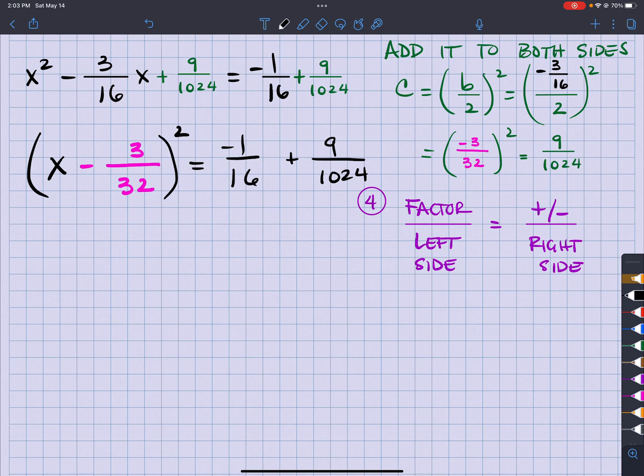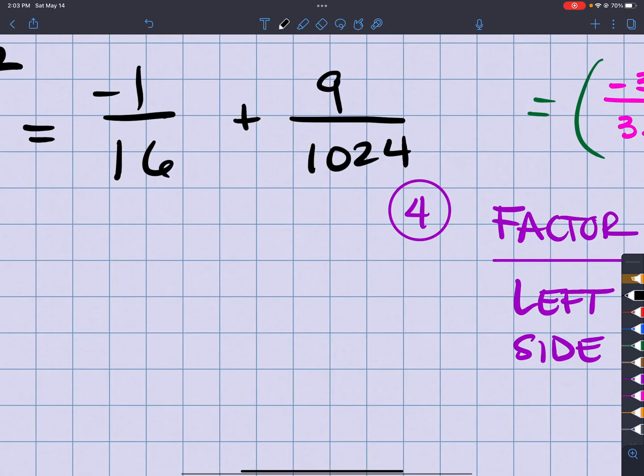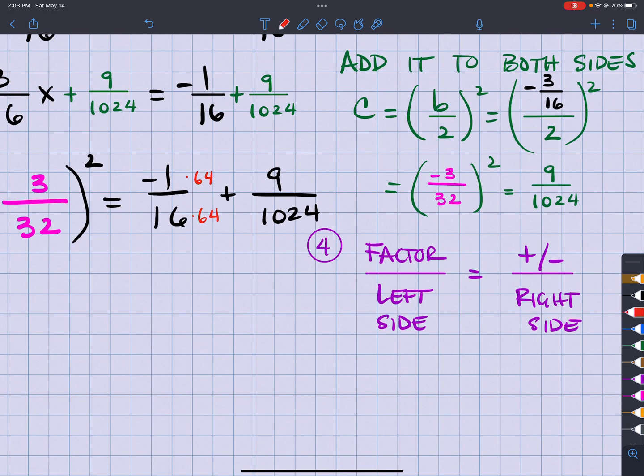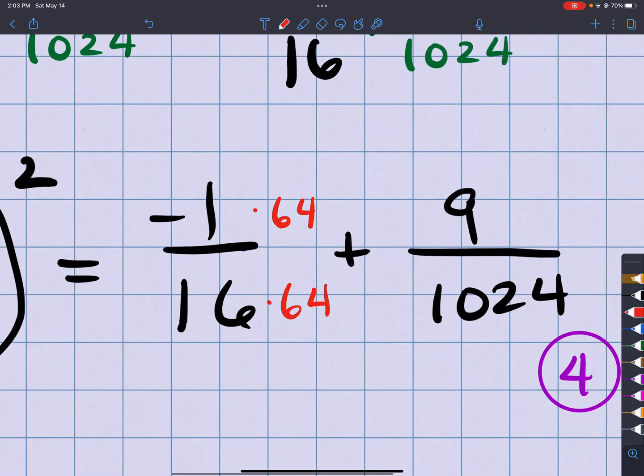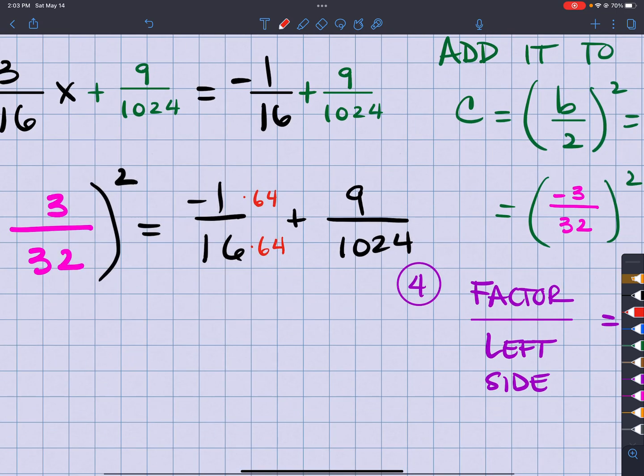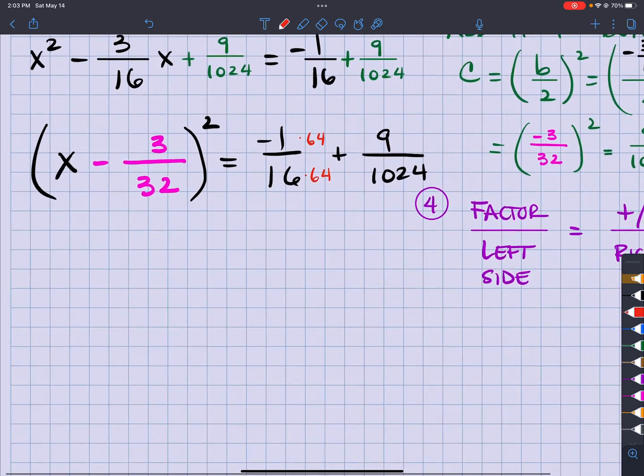So what do I need in order to add two fractions? Well, what I would need to do is I need to get common denominators. So the question is, what do I need to multiply 16 by to get 1024? And the answer is I would need to multiply by 64 to get the 1024. Well, with that being said, if I multiply that on the bottom, I got to multiply that on the top. All right? So really the top is going to be -64 plus 9. And then the bottom is going to be 1024.